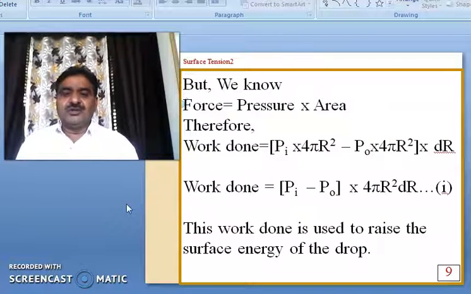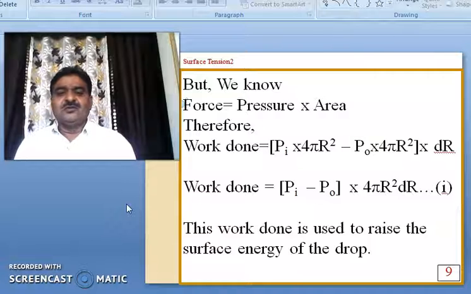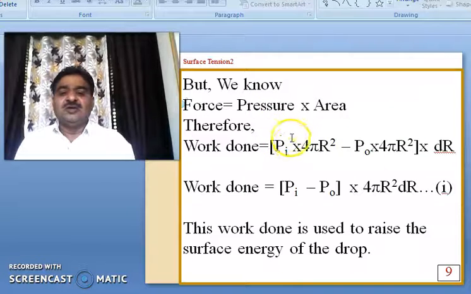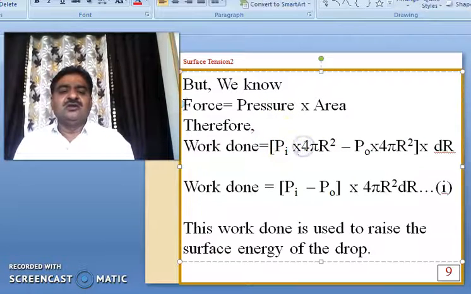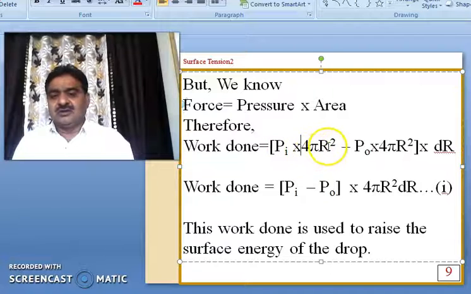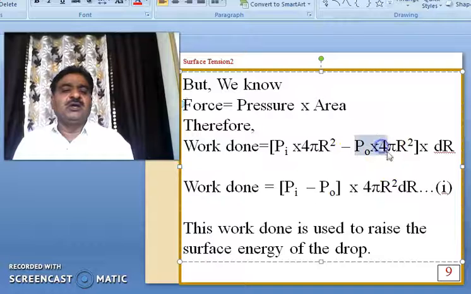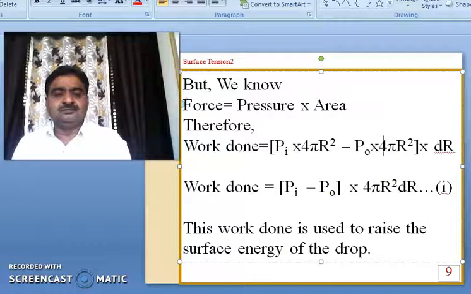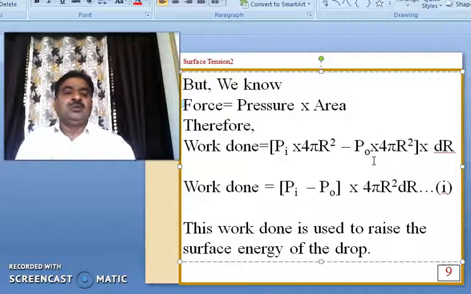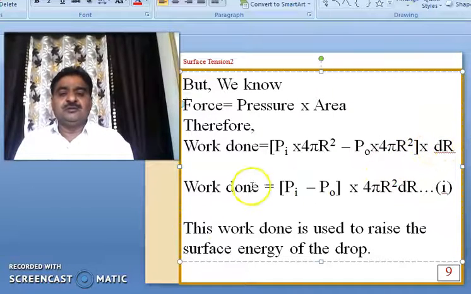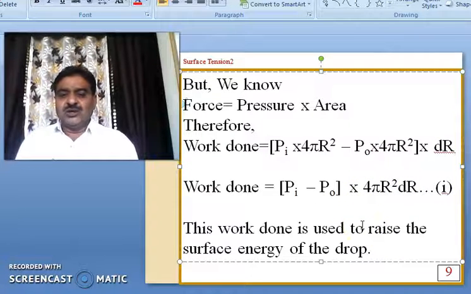But we know force is nothing but pressure into area. Therefore, instead of force, we write pressure into area: internal pressure Pi into 4 pi r square, minus Po into 4 pi r square, multiplied by displacement dr. Taking 4 pi r square common, work done is equal to Pi minus Po into 4 pi r square dr. Let this be equation number 1.